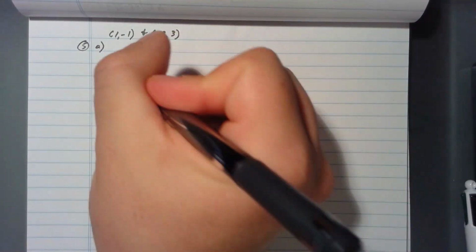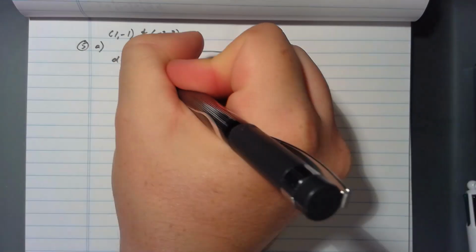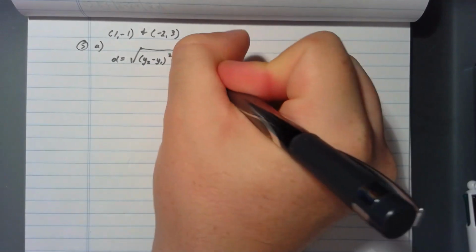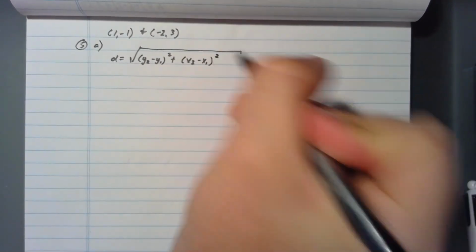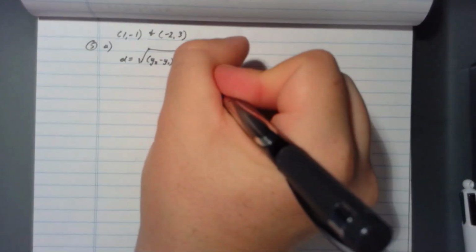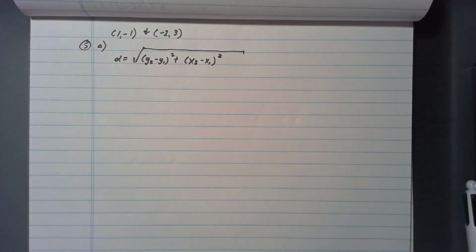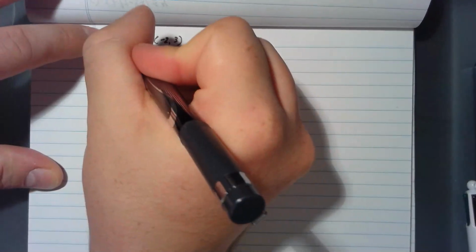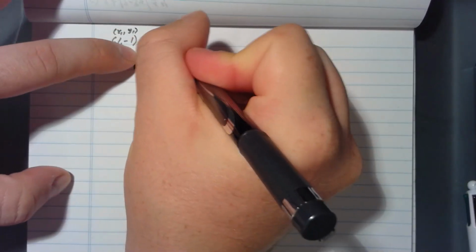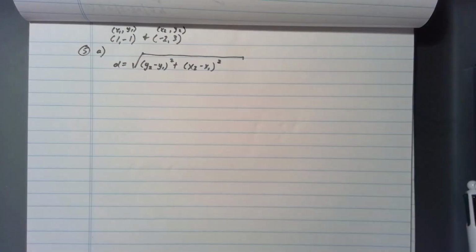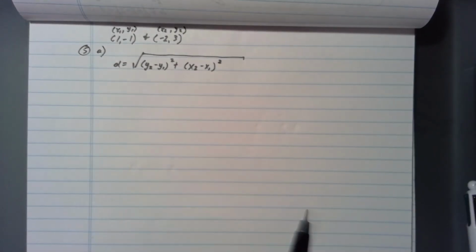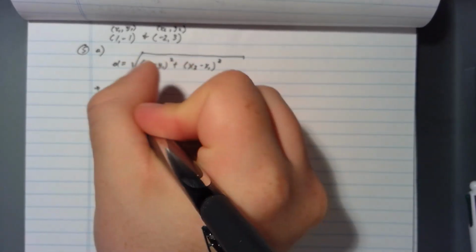So remember, the distance formula is d equals the square root of y2 minus y1 squared plus x2 minus x1 squared. So if this is the ordered pair x1, y1, and this is the ordered pair x2, y2, right? Just replace them in this formula and do the computation. It's pretty easy. One of the first things we did in the course was this.